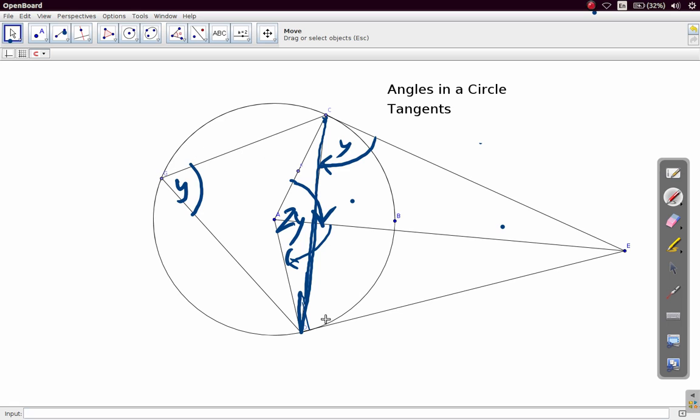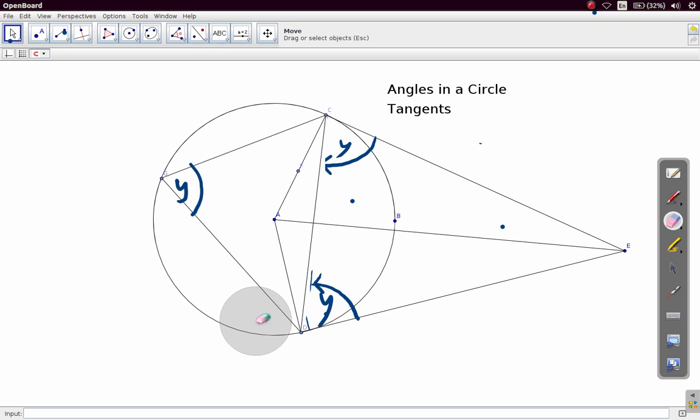So from this, y here. This is y as well. Right? So what we can say is this. Let me erase some of these other things I have here. If this is y, then this is also y.